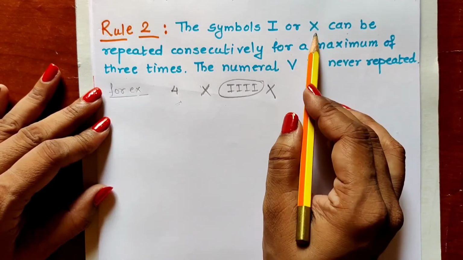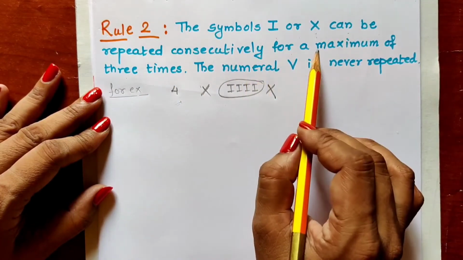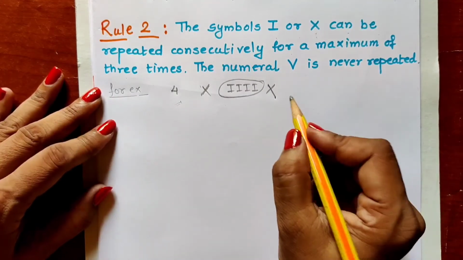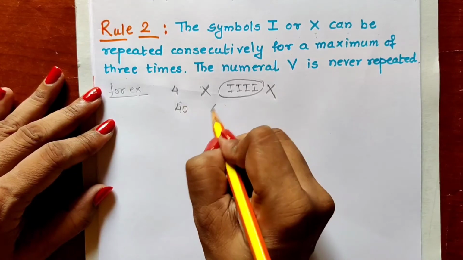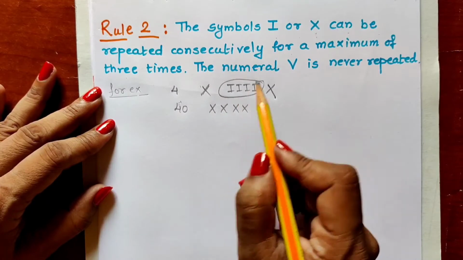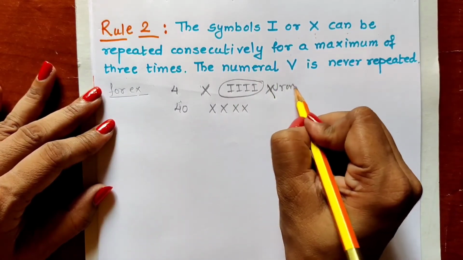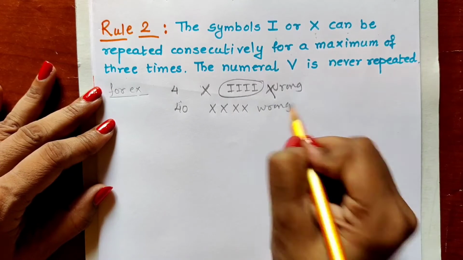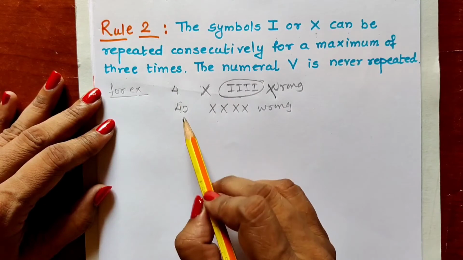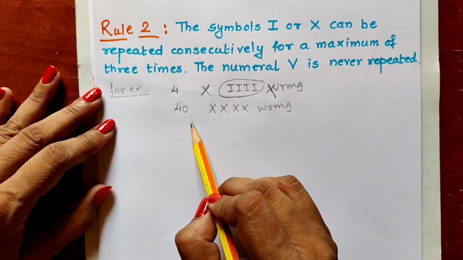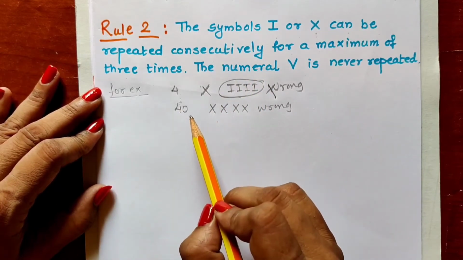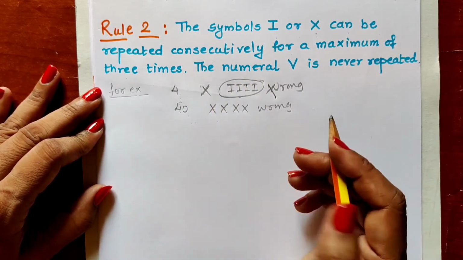Similarly, X also cannot be repeated consecutively for more than 3 times. That means if I want to write 40, I should not write X 4 times. This is also wrong. Are you understanding? So this is wrong. This is wrong. We should not repeat I 4 times. We should not repeat X 4 times for writing 4 and 40 respectively. For writing 40 and 4, there are different rules which we will see later on.